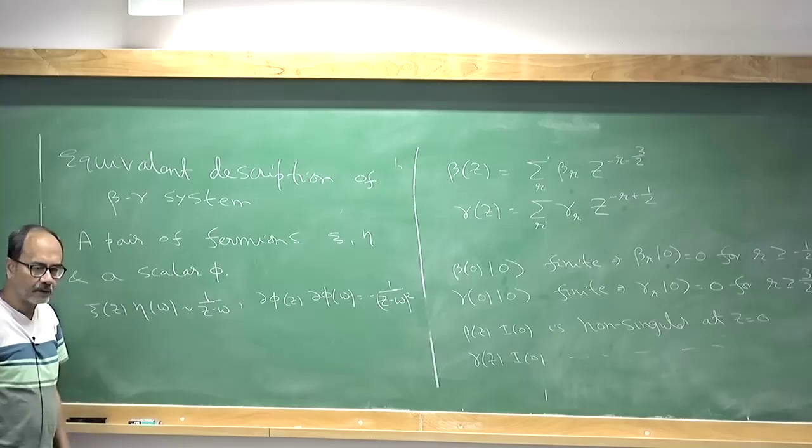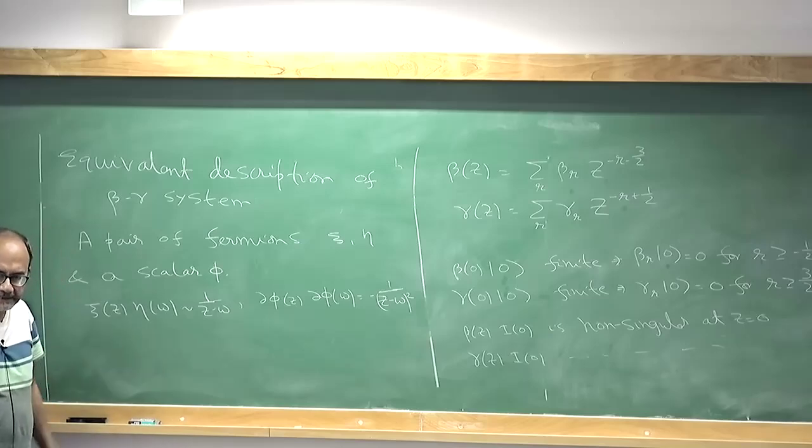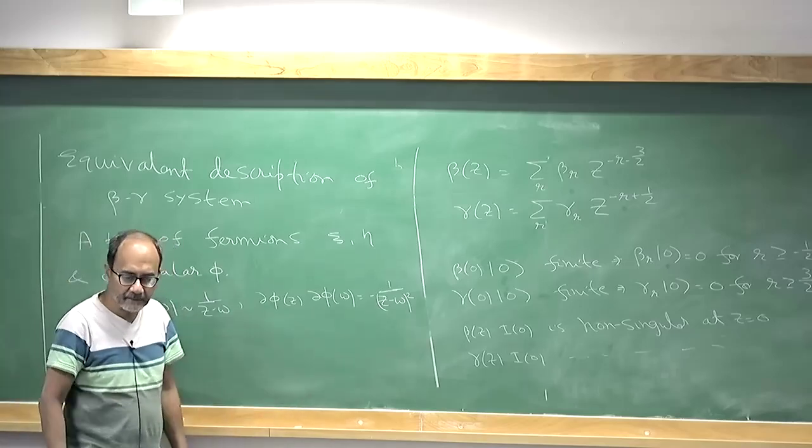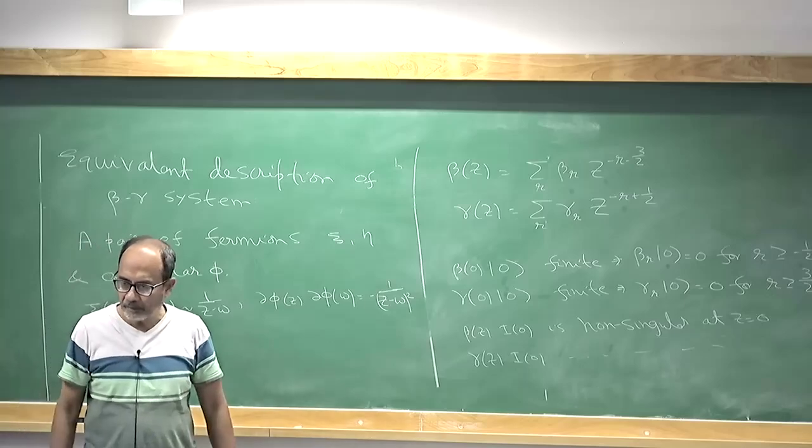Xi eta has 1 over z. This is like a bc system or the psi psi bar system. This is similar to a pair of fermions. This is like a scalar, right? Up to a normalization, there is some alpha prime over two which I have removed.